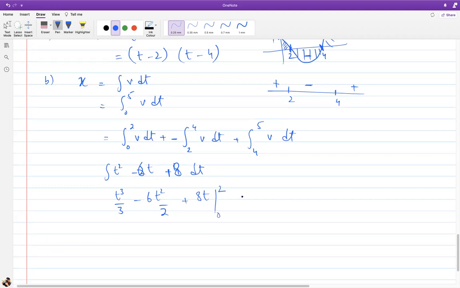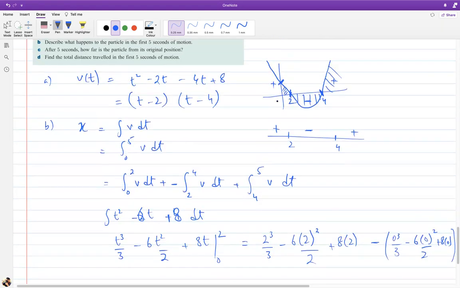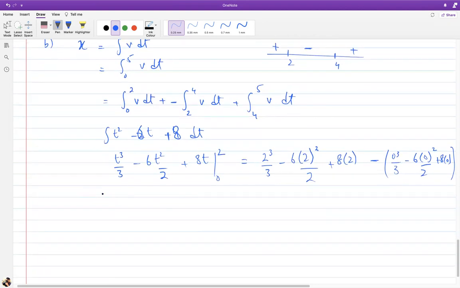So from 0 to 2, what is it doing? From 0 to 2, it's going from 2 cubed over 3 minus 6 times 2 squared over 2 plus 8 times 2, minus 0 and all that. So 0 cubed over 3 minus 6 into 0 squared over 2 plus 8 times 0. That is the distance traveled from 0 to 2, this part. This is the distance traveled here. Now I want to figure out the distance traveled when it was in the opposite direction. So this thing again, plus 8 times t, 2 to 4. It will obviously help if you were to simplify this before you applied the limits.